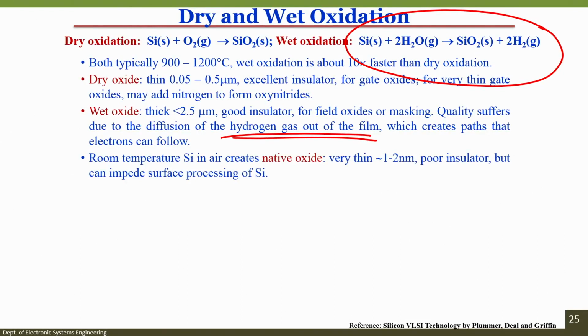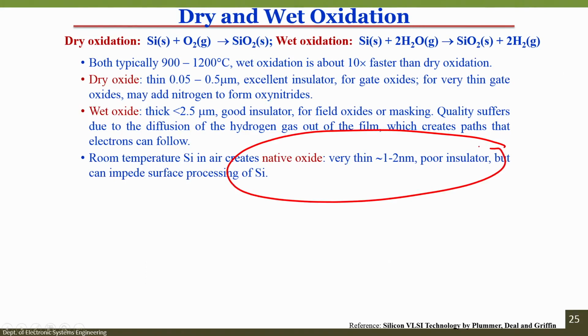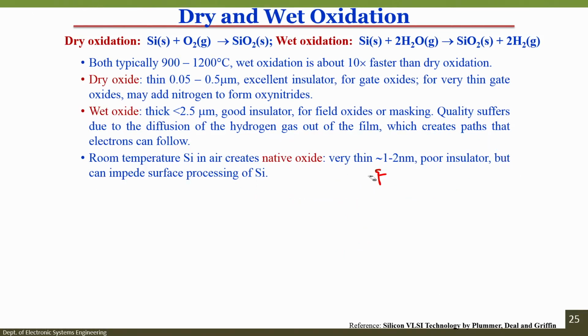So, room temperature silicon in air creates a native oxide. We have seen that example also, which is a poor insulator and can impede the surface processing. That is why, before we start using the silicon wafer, we have to dip the silicon wafer in BHF, buffered hydrofluoric acid. This is buffer, B-U-F-F-E-R, buffered hydrofluoric acid. Okay.